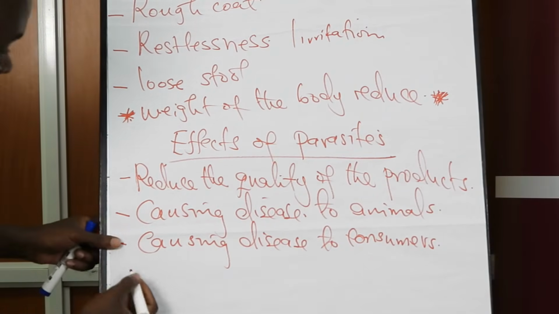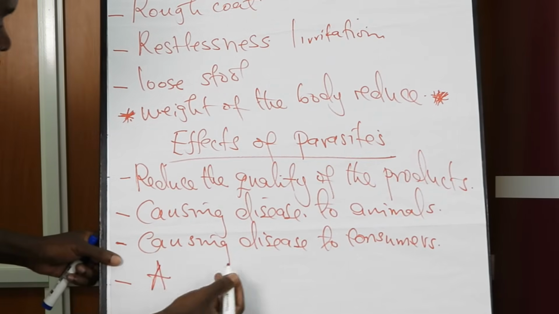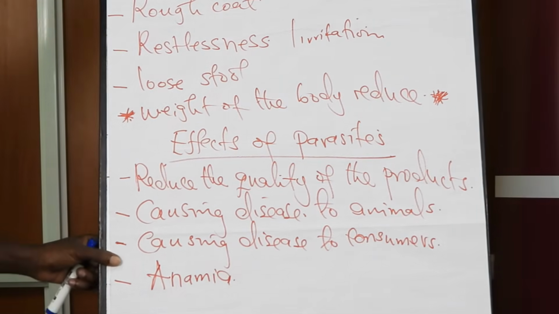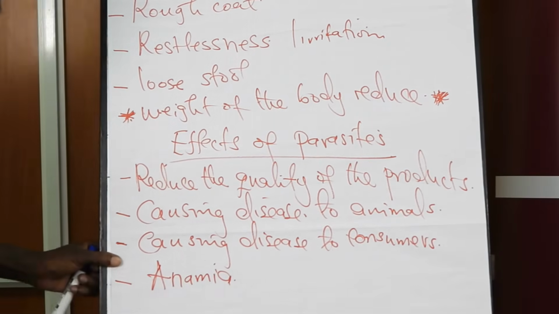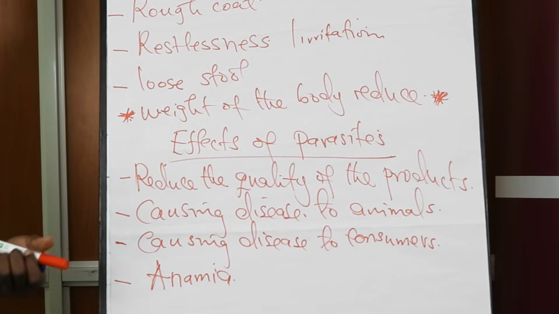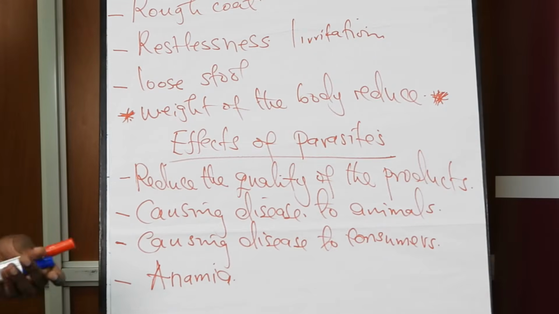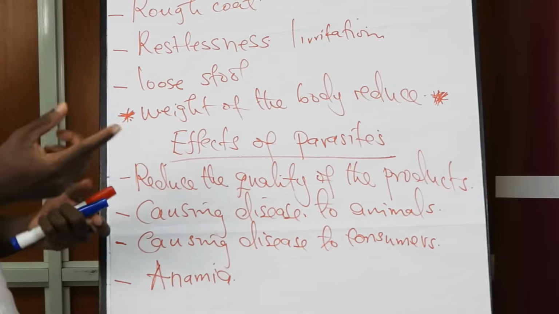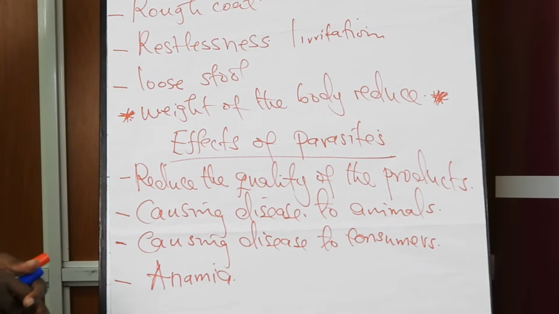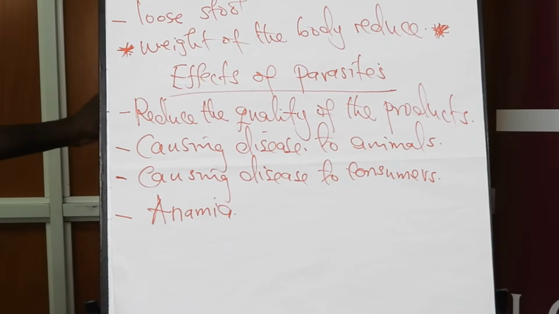Another effect is anemia. Specifically, when we talked of disease, anemia. What is anemia? Anemia is lack of blood in the body. So the animals, more so the external parasites, attack the animal by sucking the blood. So they will feed on the blood, and eventually the animal will lack blood.